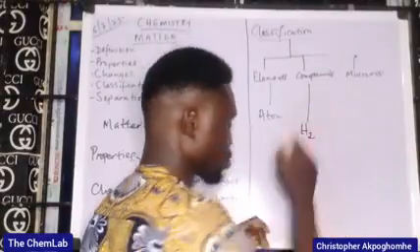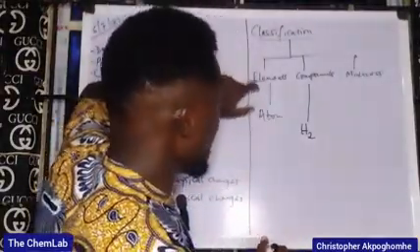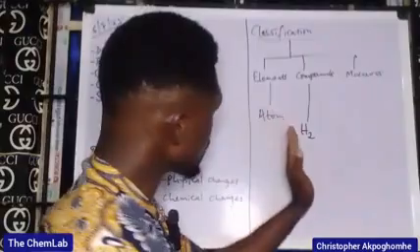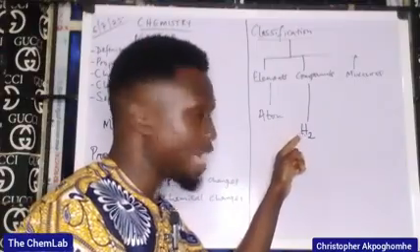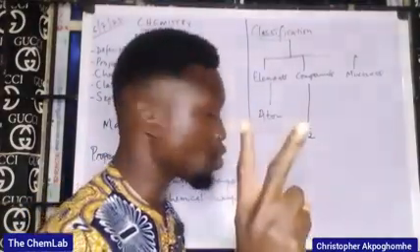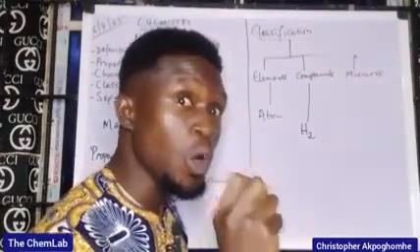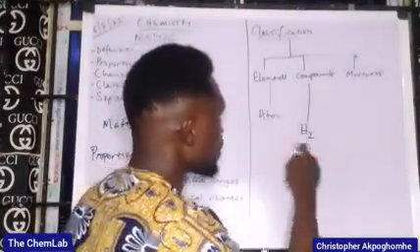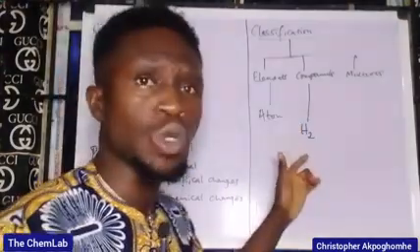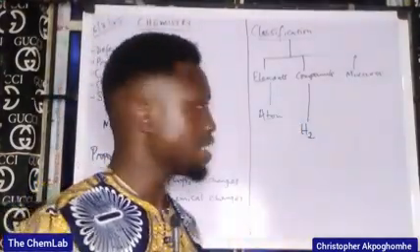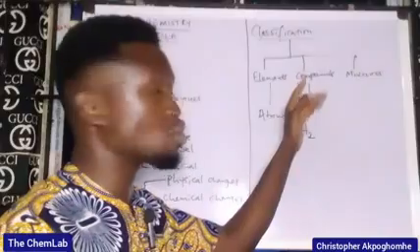Now, an example of a compound is hydrogen gas, H2. Remember we said that elements are made up of atoms, is it not so? If you check, this is hydrogen. But how many atoms of hydrogen? We have two atoms of hydrogen. Remember, we said compounds are made up of two or more elements. So, this qualifies to be a compound. Another thing about compounds is that they can be represented with a chemical formula. That's one of the things that differentiate compounds from mixtures.